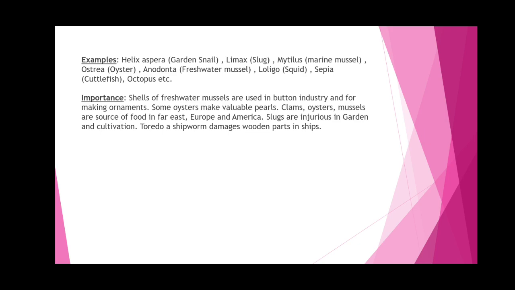Slugs are injurious in garden and cultivation. They can destroy the crops. Teredo, a shipworm, damages wooden parts in the ships.